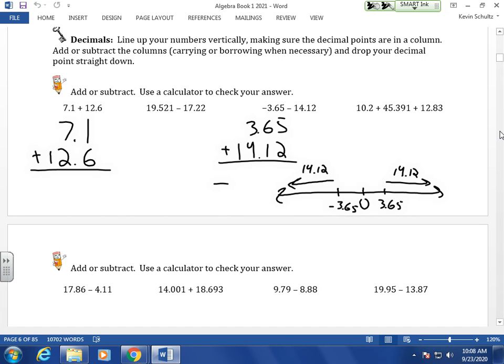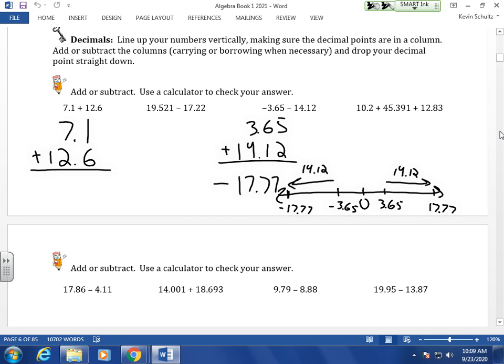So 3.65 plus 14.12 is 17.77. -17.77 is the same distance away from 0 as positive 17.77. So if it's easier for you to think about it in this sense, I'm starting 3.65 away from 0, I'm moving 14.12 further, I'm ending at 17.77. It's the same thing on the negative side. So just don't forget to add your negative sign back in when you're all done. Does that make sense? Okay.